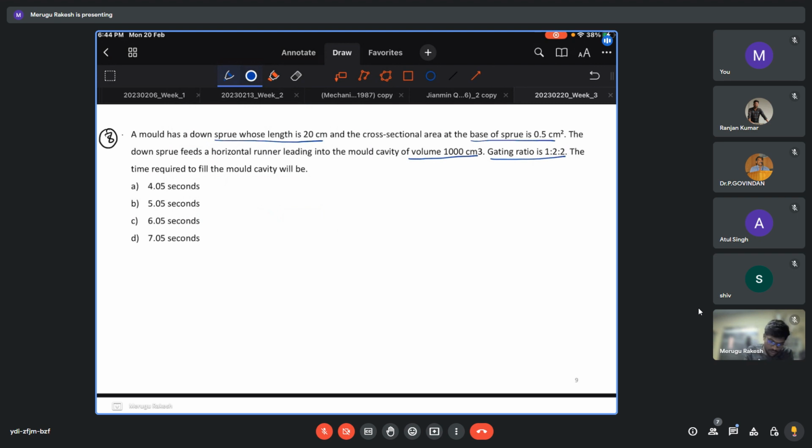So first we need to know what is the formula for the time required to fill the mold cavity. So that is the pouring time. So T is equal to the volume of casting divided by, I can say discharge, or I can directly write, volume flow rate.